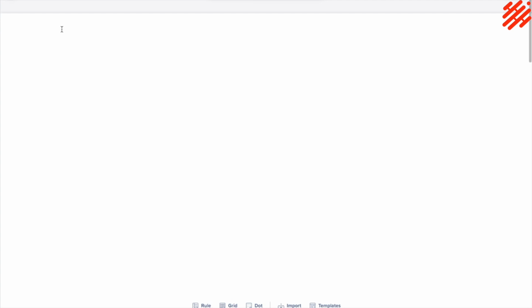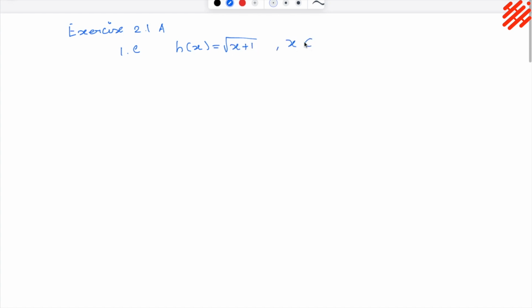Let us see another exercise. Exercise 2.1a, 1c. You need to find the relation h of x equals the root of x plus 1, where x belongs to the real numbers. So we need to find the relation.